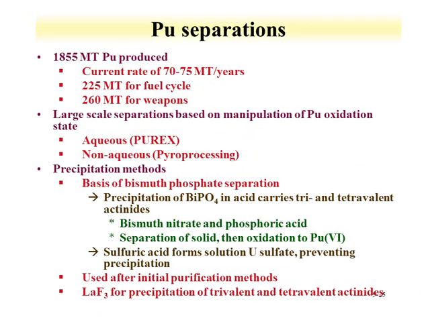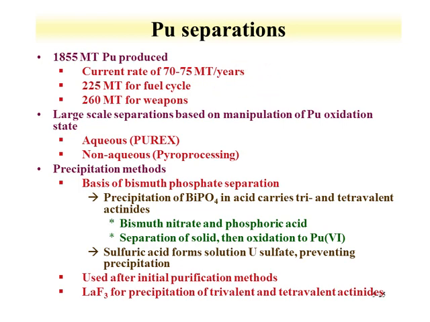The plutonium chemistry we just described is useful for separations of plutonium. Here's some data on plutonium separations. About 2,000 metric tons of plutonium has been produced. The production rate is shown here, between 70 and 75 metric tons per year.